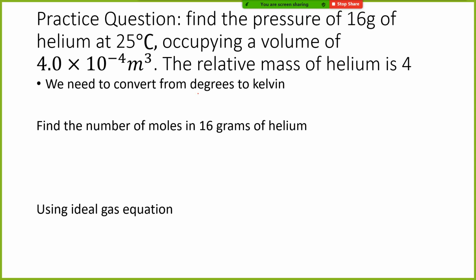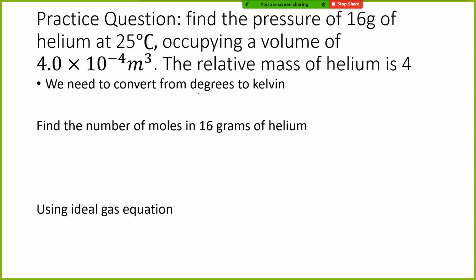Let's just put what we have looked at so far in practice. So they want us to find the pressure of 16 grams of helium at 25 degrees Celsius, occupying a volume of 4 times 10 to the minus 4 meter cubed. The relative atomic mass of helium is 4. Let's see if we can go ahead and essentially find out the pressure.